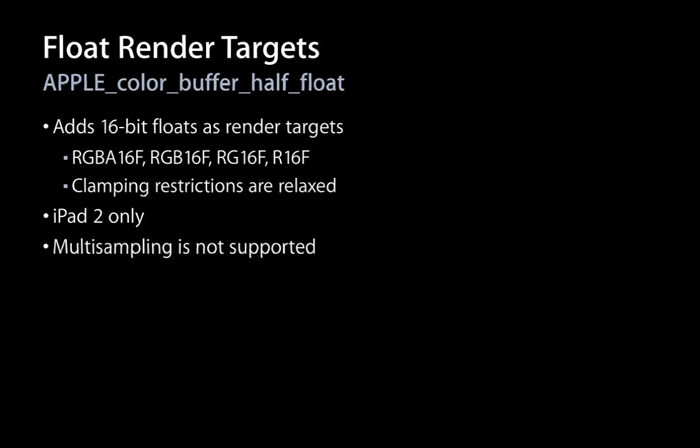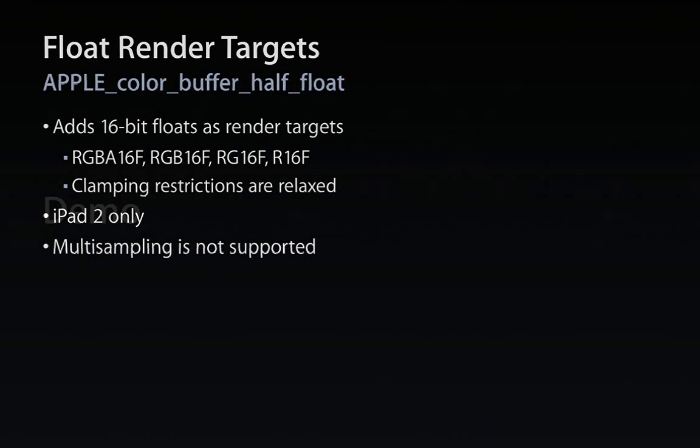The extension that enables this is Apple Color Buffer Half Float. It adds 16-bit float render targets. Last year, we had 16-bit and 32-bit float texturing, and this year we're adding the render targets as well. It can be a 1-component, 2-component, 3-component, or 4-component render target. The regular clamping restrictions for render targets are relaxed for this extension. You should check out the extension spec. Again, it requires a feature that's only available on iPad 2, so it's an iPad 2 only feature. And multi-sampling is not supported with half-float render targets.